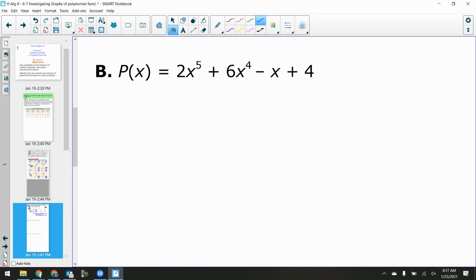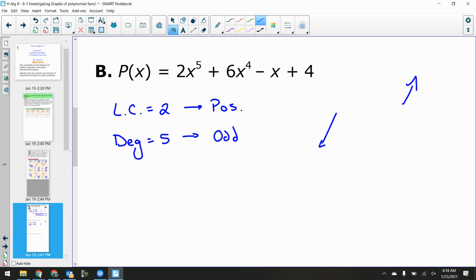Let's try that again. This is your guys' next one, right? Okay, so my leading coefficient is 2, which means it's a positive. My degree is 5, which means it's an odd. Okay, positive odd. Positive even, negative even, positive odd. Right arm up, left arm down. Right arm up, left arm down.